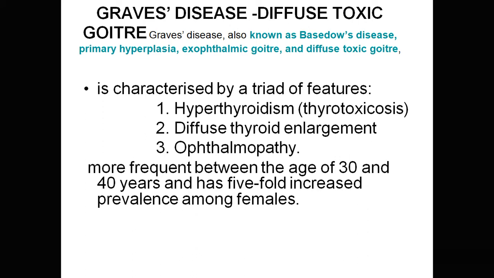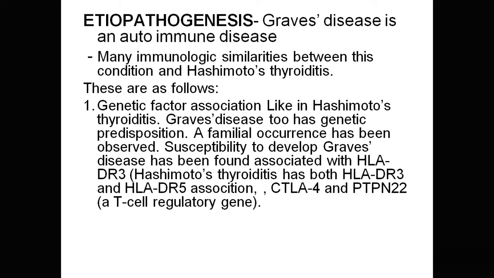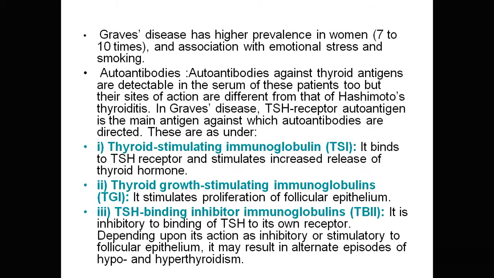It is more frequent at 30 to 40 years and most commonly occurs in females. Etiopathogenesis is autoimmune, based on an immune mechanism. There are many immunological similarities between this condition and Hashimoto's thyroiditis, which is another condition that is also autoimmune based. There are some genetic factor associations like HLA-DR3 and HLA-DR5. It has a higher prevalence in females and an association with emotional stress and smoking.